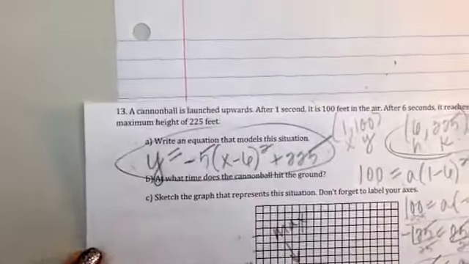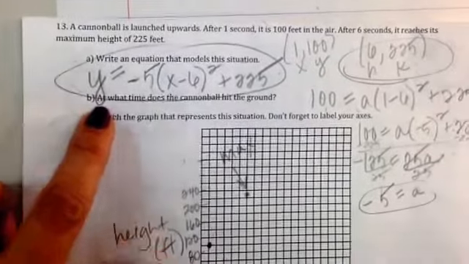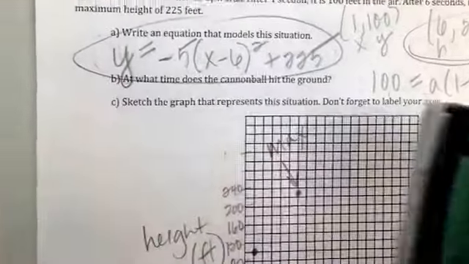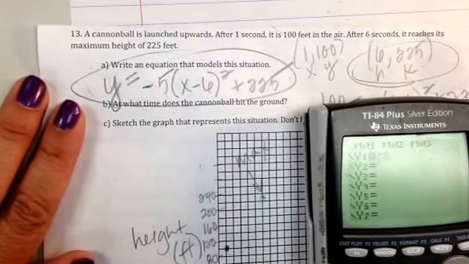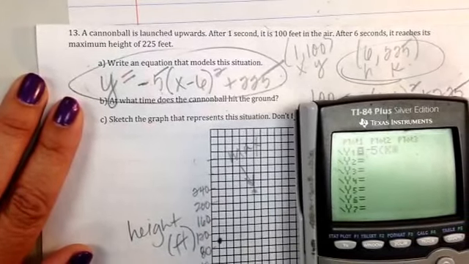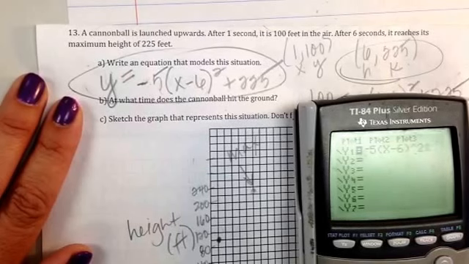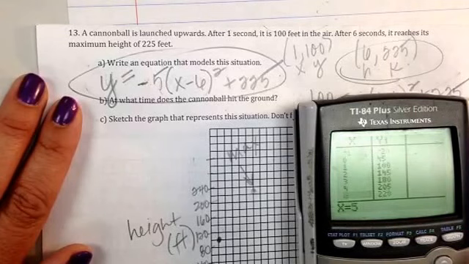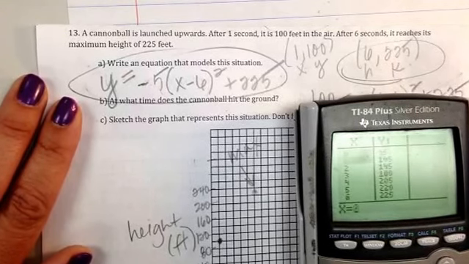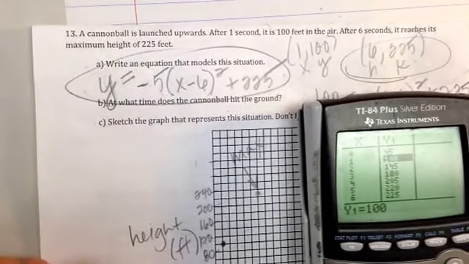Now that I know the equation, I can use my equation in my calculator in the table function to answer the questions and complete my graph. So I'm going to go in and type my equation, negative 5 times the quantity (x minus 6) squared plus 225. Take a look at the table. There it is with my 1 and 100, just like I had started with.